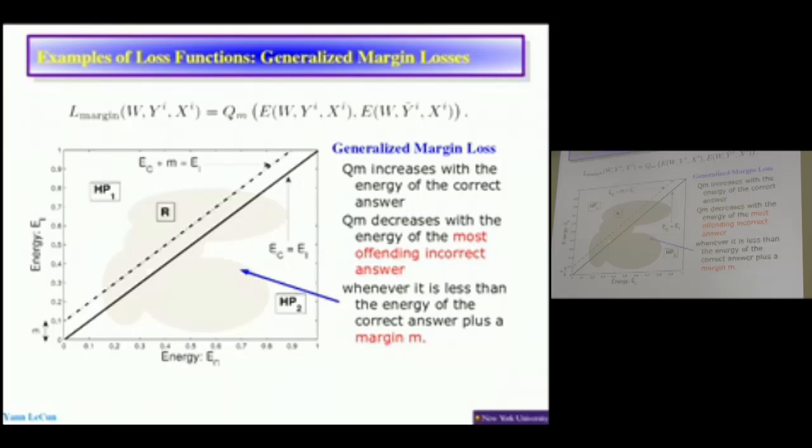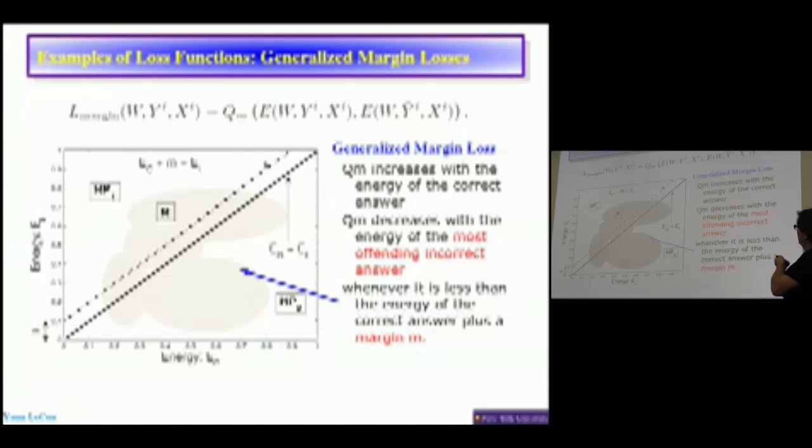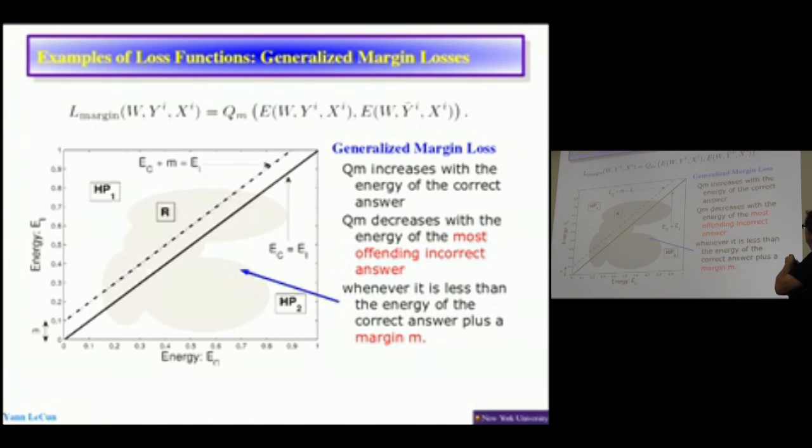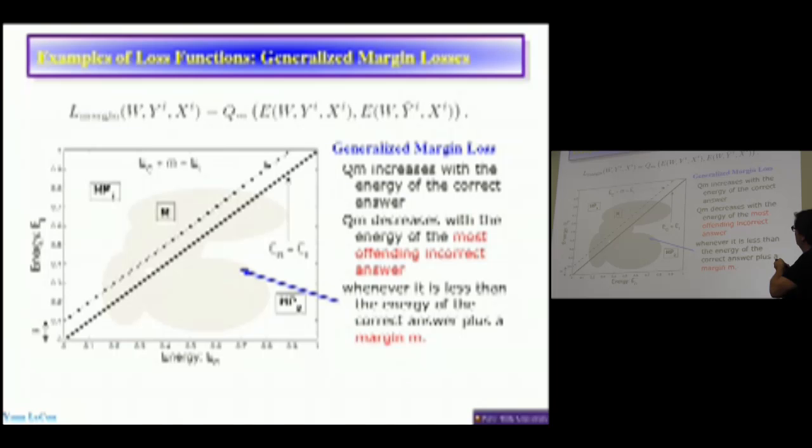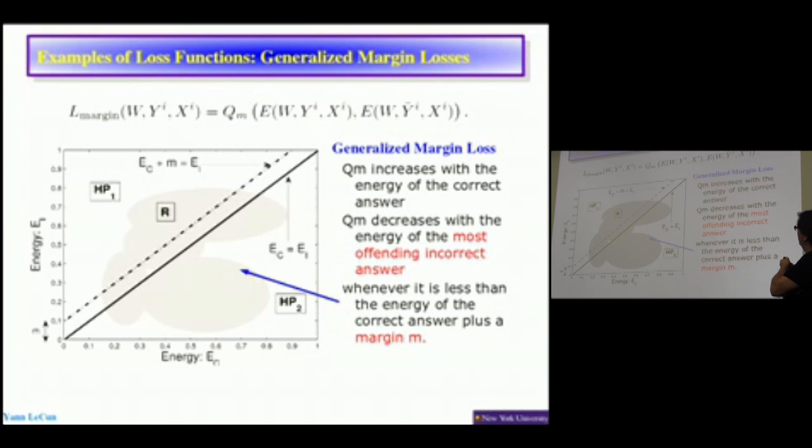So the generalized margin loss is something like this: it's an increasing function of the energy of the correct answer and a decreasing function of the energy of the most offending incorrect answer. Okay? And it's designed in such a way that the loss takes its minimum value when this one is lower than that one by at least a margin m.